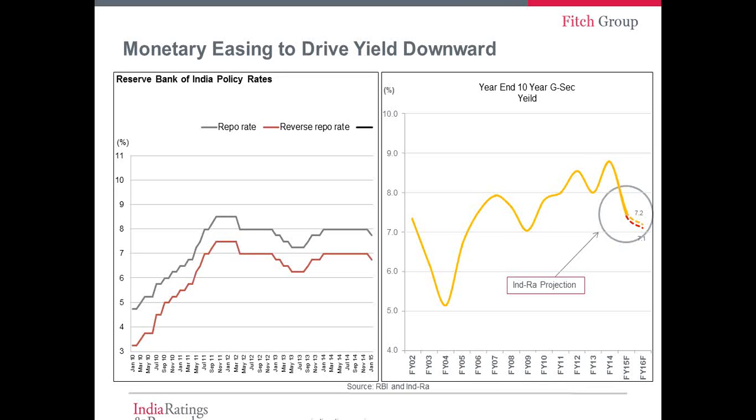So we expect that now that the monetary easing cycle has begun and there is a likelihood of further cuts in the repo rate in the coming fiscal, by the fiscal year end the yield on the 10-year benchmark government bond would trade somewhere between 7.1 and 7.2.